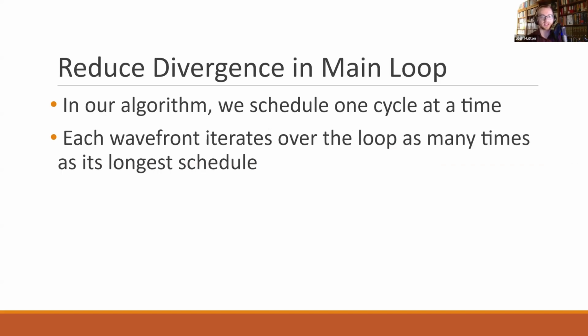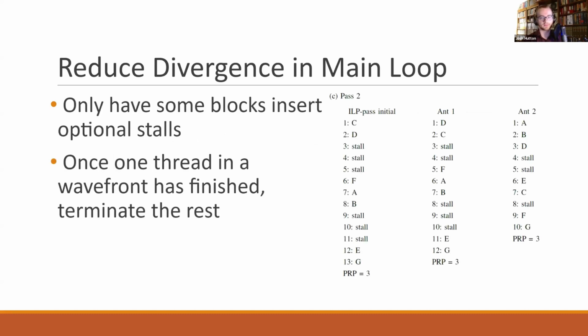Another place where divergence is likely to occur is in our main loop. We schedule one cycle at a time, so if we are not careful, we'll need to iterate over this loop as many times as our longest schedule. We implemented two ideas to combat this.